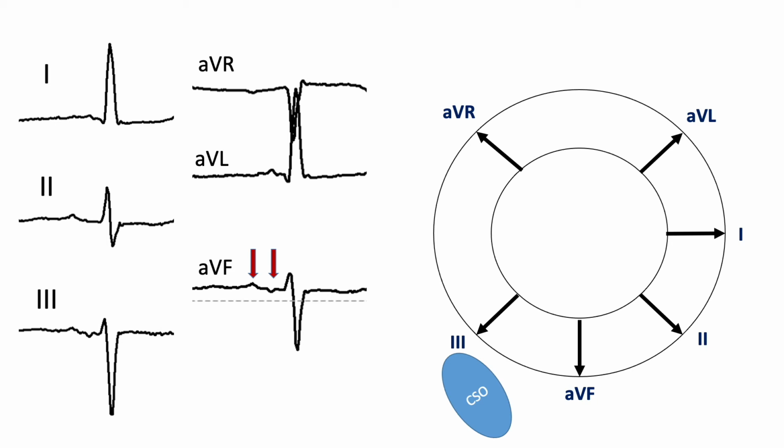In lead 2, we have a left atrial P-wave which is almost isoelectric. In lead 3 and aVF, it is negative, and in lead 3 it is more negative than aVF. So this is a sign that the activation happens through the coronary sinus. Therefore, we have the most negative P-wave component of the left atrial activation in lead 3.